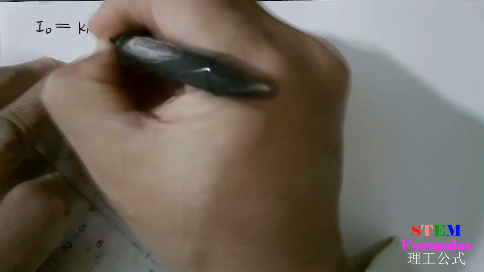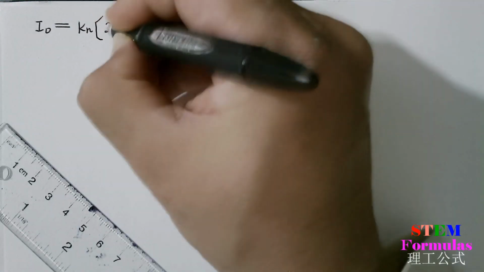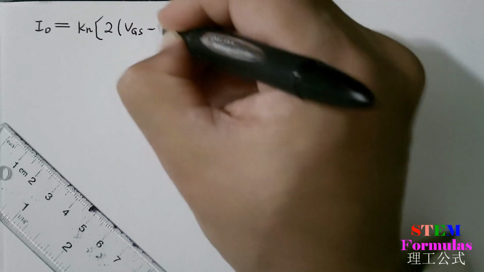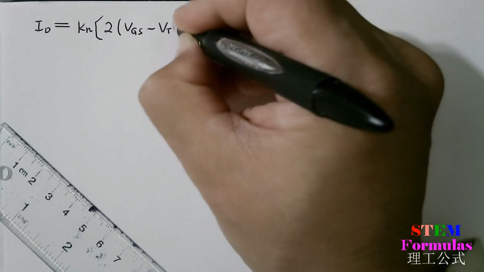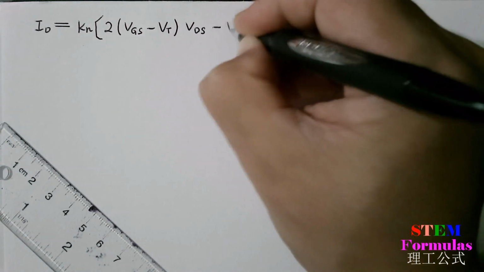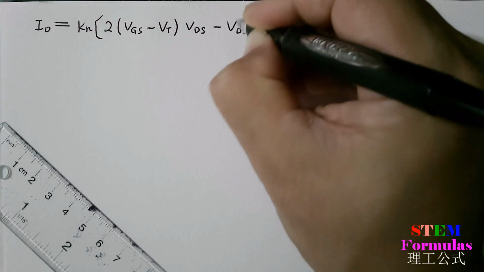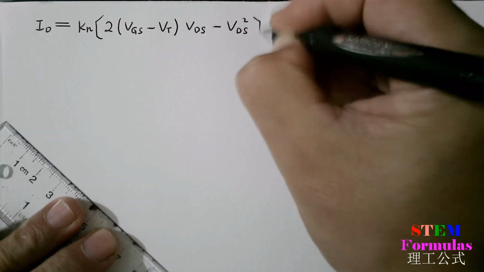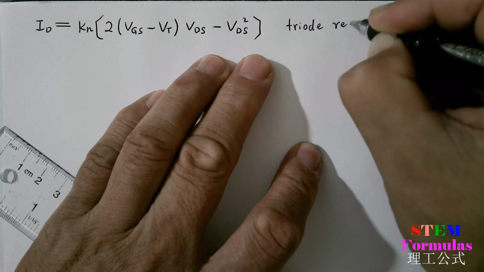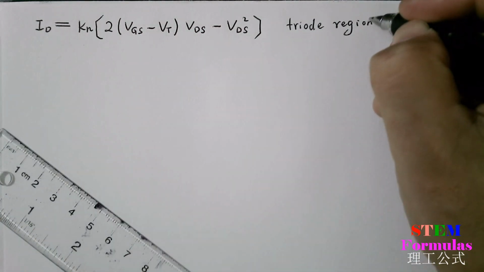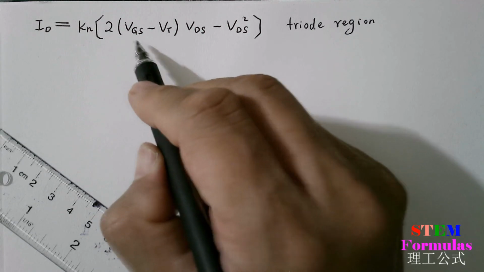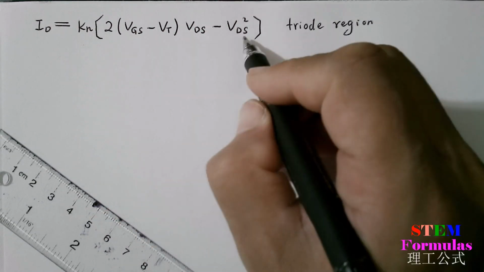Kn square, 2 times Vgs minus Vt, Vds minus Vds square. So this is in triode region. Triode region. So ID equal to Kn times 2 times (Vgs minus Vt) Vds minus Vds square.